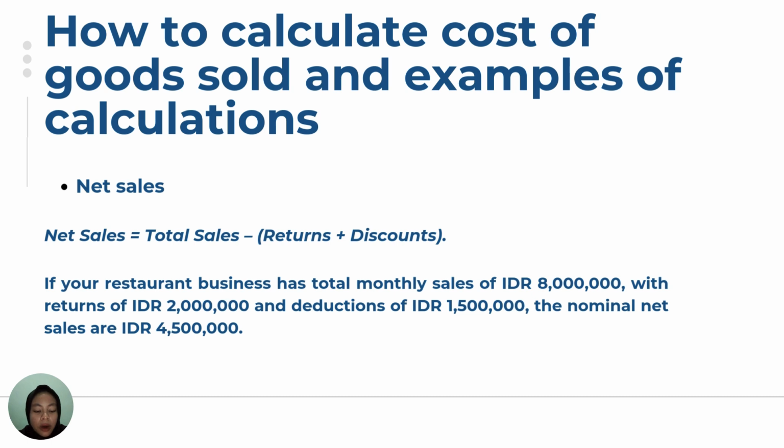To find out the cost of goods sold, you can do the calculation correctly, so the point and explanation below will help your understanding. The first step in calculating the cost of goods sold is to determine the net sales value. You can use the formula and see an example.